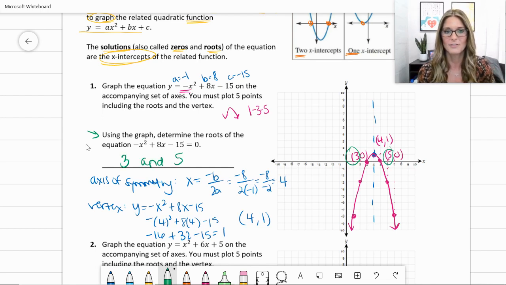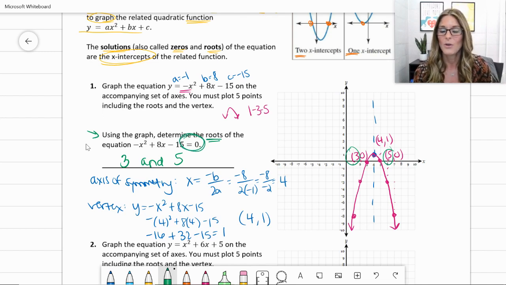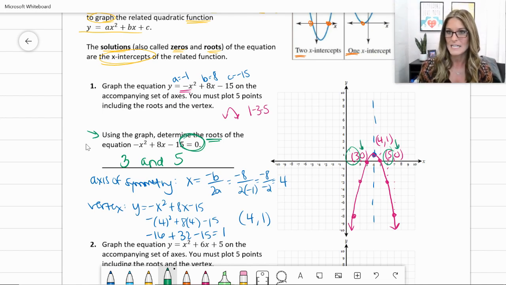3 and 5, and done. That was the whole purpose. So we graphed the function so we could physically see where it crosses the x-axis, or physically where it's equal to 0. Where it hits the x-axis, those y values were 0, right? So at 3, when x is 3, the entire equation would equal 0. When the x value is 5, the entire equation would simplify and equal 0. So 3 and 5 are our roots.